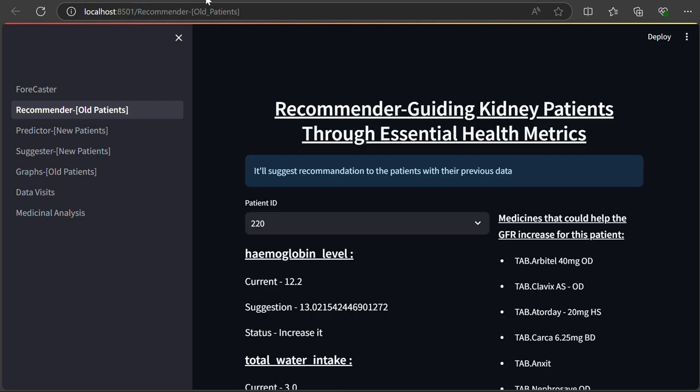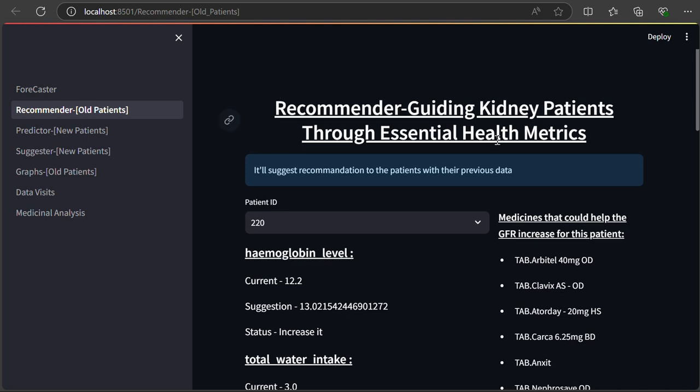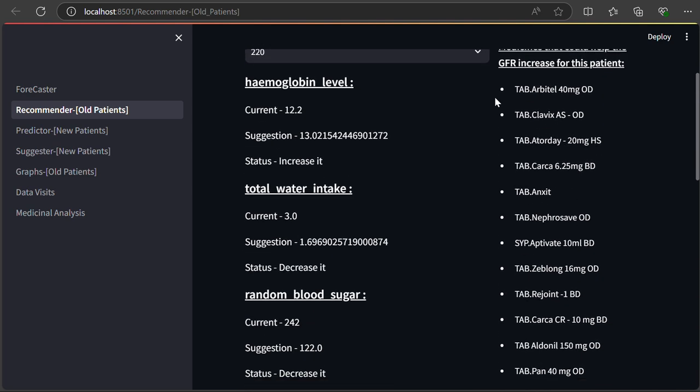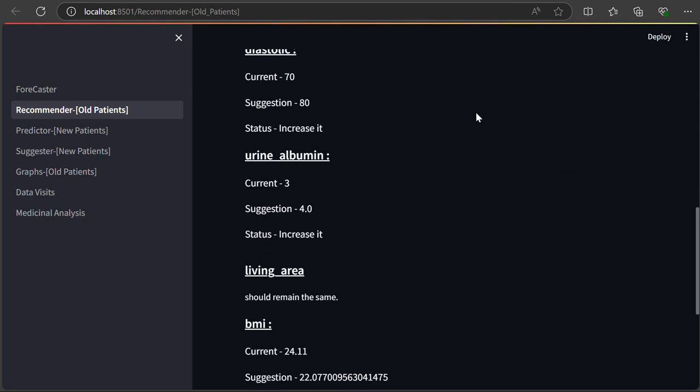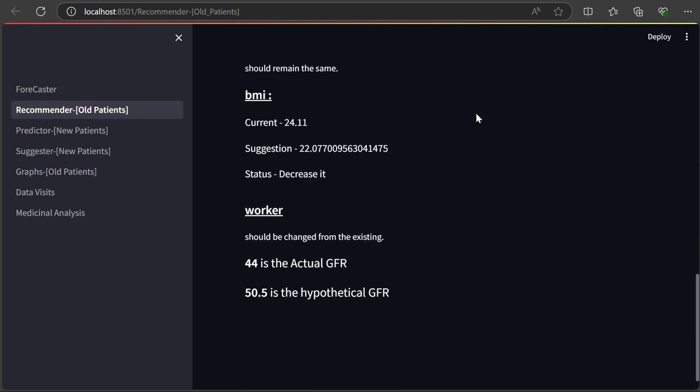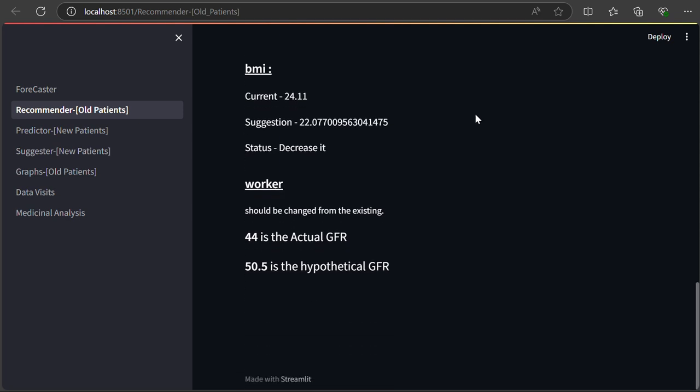What recommender does is take the low risk patients' key health indicator values and medication values, and based on that, the recommendations are made for the high risk patient. Here we have an example of patient number 220, for whom we have medicinal recommendations and also the primary controllable key health indicator values, including hemoglobin, total water intake, random blood sugar, and BMI. When these recommendations are met correctly by the patient, the GFR can be improved drastically. Here the actual GFR is 44 and the improved GFR is 50.5.